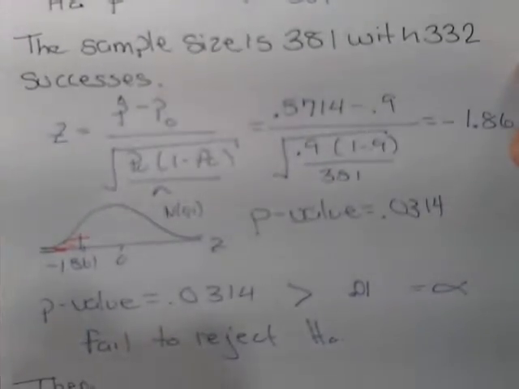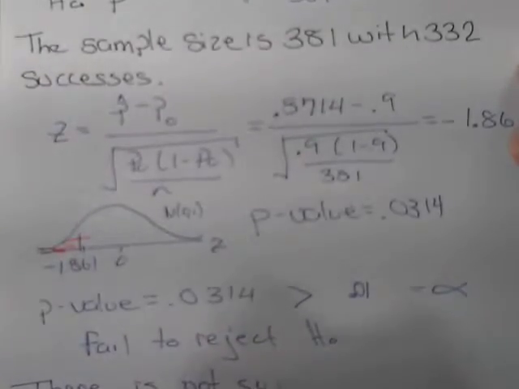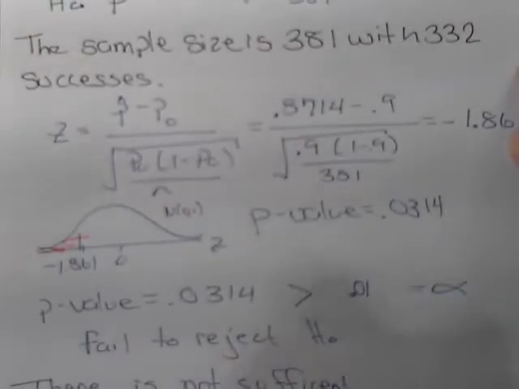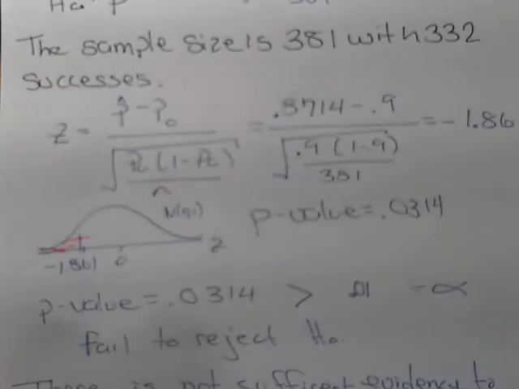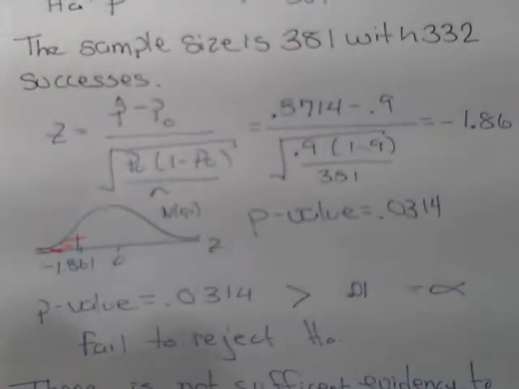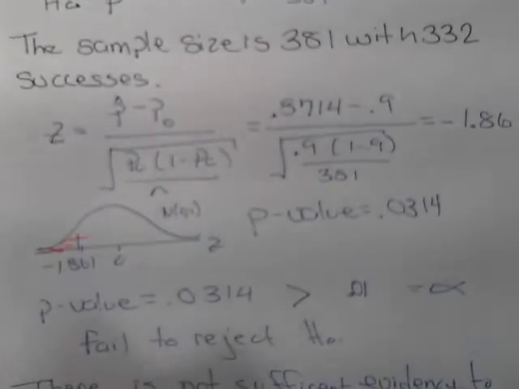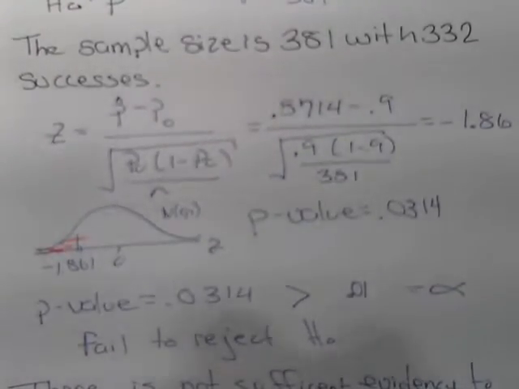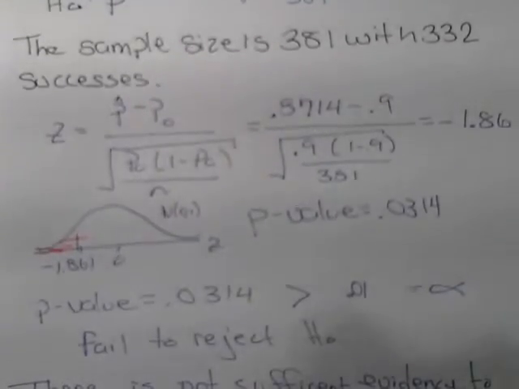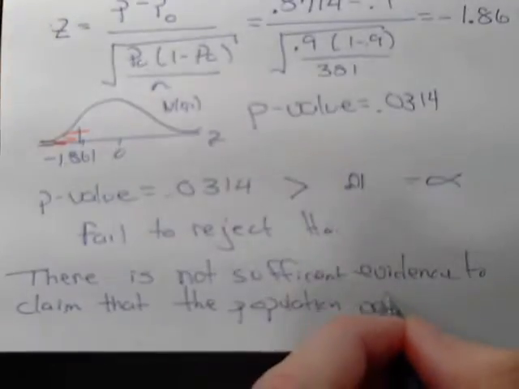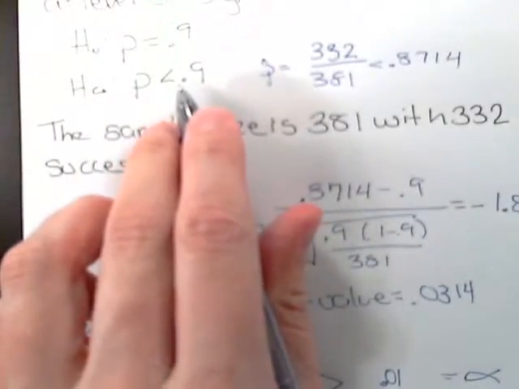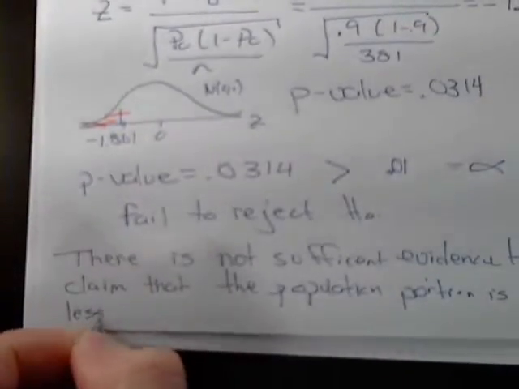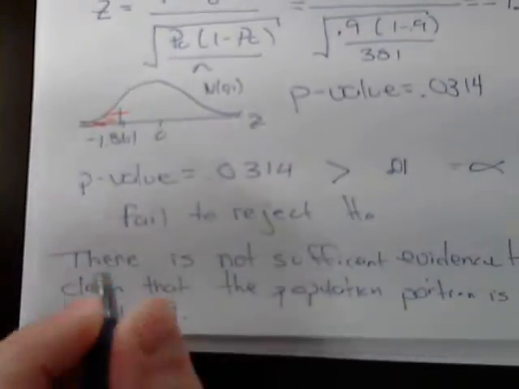to claim that the population proportion is, in this case, our null hypothesis is that our alternative is less than 0.9.